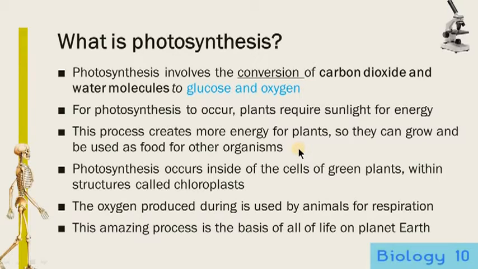Plants use the energy from the sun to make the food that gives them energy for growth. The process takes place in organelles called chloroplasts. Oxygen is the byproduct of the process. It is used by humans and other animals for respiration. Photosynthesis supports all life on Earth.